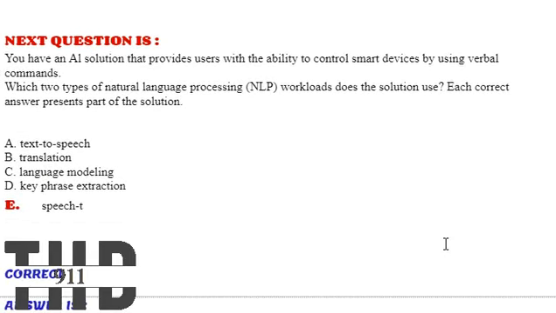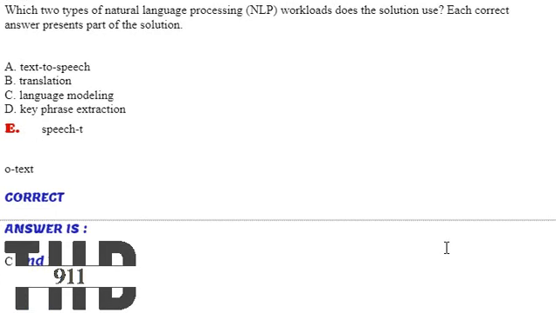Our next question. You have an AI solution that provides users with the ability to control smart devices by using verbal commands. Which two types of natural language processing workloads does the solution use? Option A, text to speech. Option B, translation. Option C, language modeling. Option D, key phrase extraction. Option E, speech to text. The correct option is C and D, that is language modeling and key phrase extraction.